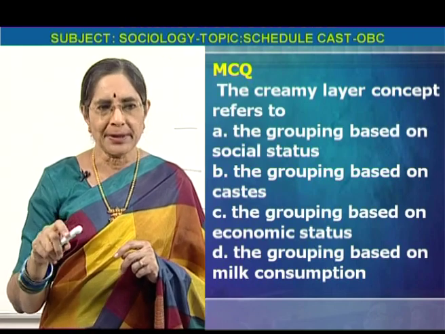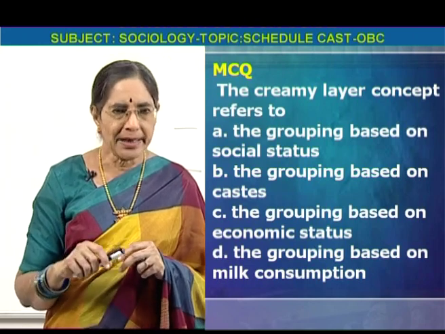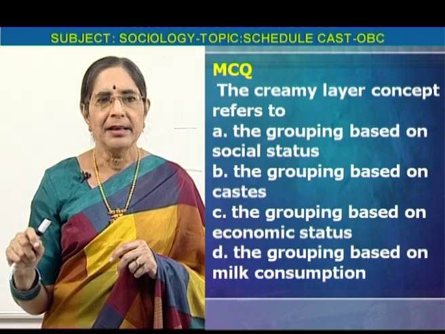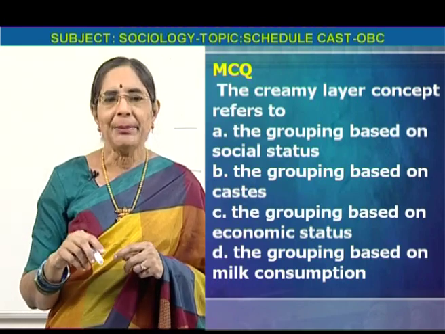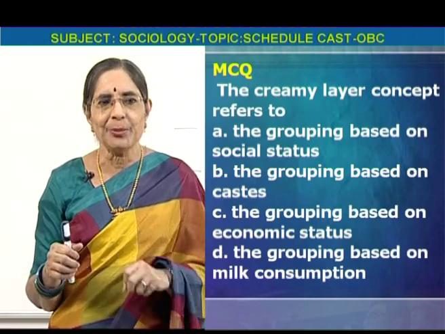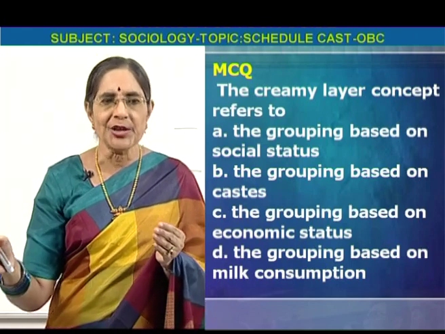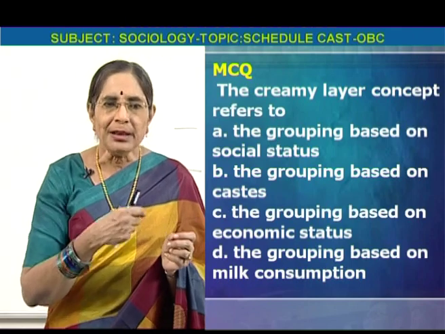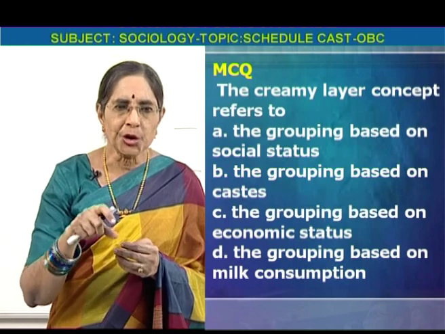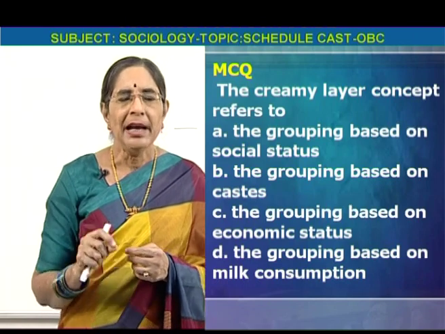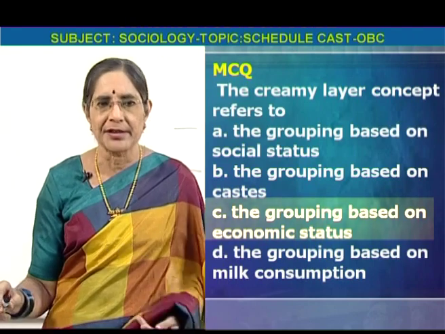The creamy layer concept refers to: answer A, the grouping based on social status; answer B, the grouping based on castes; answer C, the grouping based on economic status; and answer D, the grouping based on milk consumption. Cream is related to milk, isn't it? Here, when we talk about backward classes, we are talking about caste basis of backwardness, no doubt. But within one backward class, if some are wealthier, some are educationally forward, then that shows the economic status of that particular community. Hence, our correct answer would be answer C, that is grouping based on economic status.